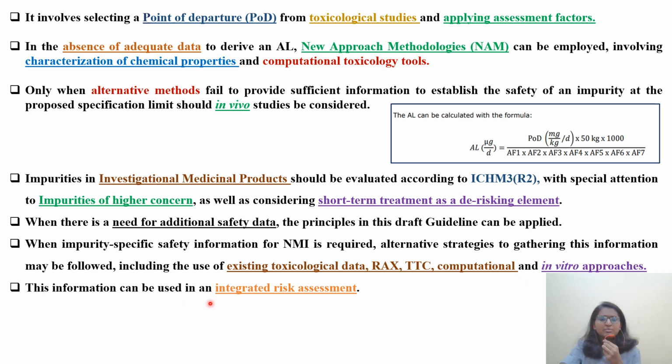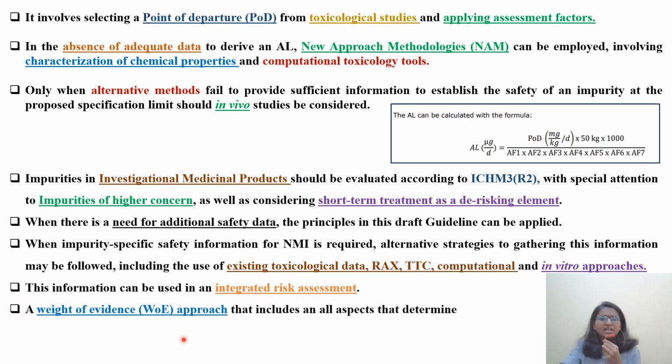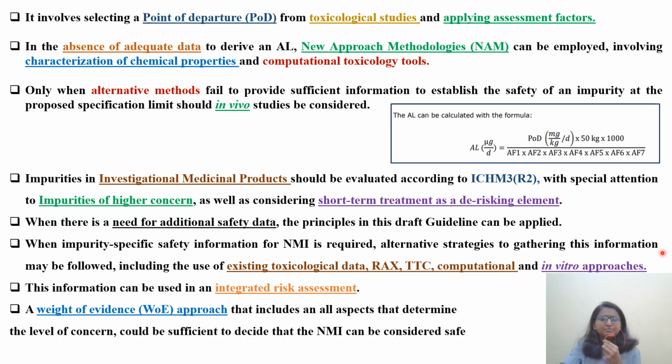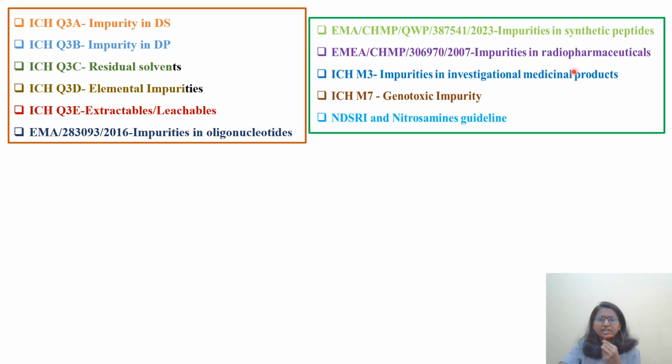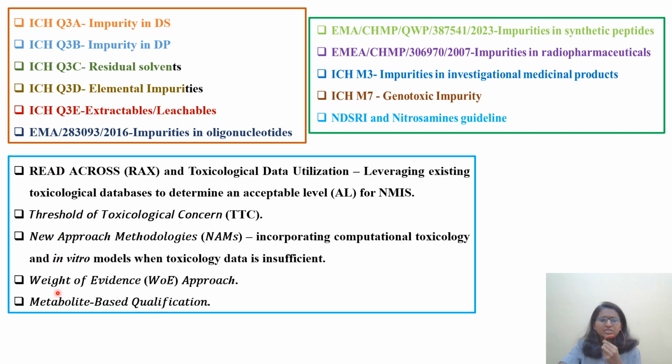This information can be used in an integrated risk assessment, a weight of evidence approach that includes all aspects that determine the level of concern, which could be sufficient to decide that the non-mutagenic impurity can be considered safe at the specified level. So this we have already listed. Based on the nature of the impurity, different guidelines are there to qualify: synthetic, radiopharmaceutical, genotoxic, ICH M7, right?